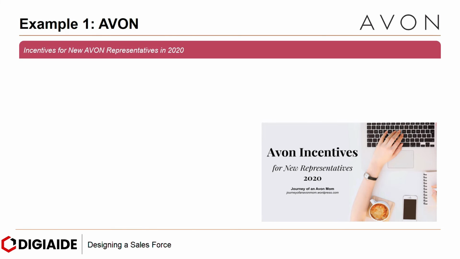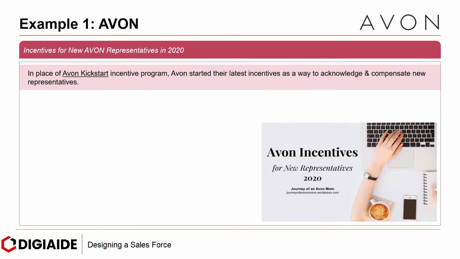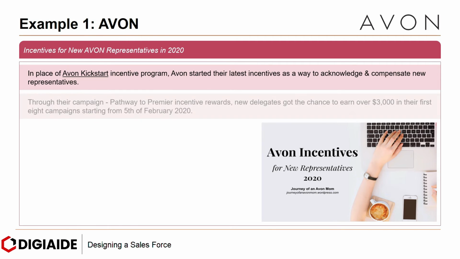Now let's look at some examples, starting with the first one, Avon. Incentives for new Avon representatives in 2020. In place of the Avon Kickstart incentive program, Avon started their latest incentives as a way to acknowledge and compensate new representatives. Through their campaign, Pathway to Premier Incentive Awards, new representatives got the chance to earn over $3,000 in their first 8 campaigns starting from 5th February 2020.